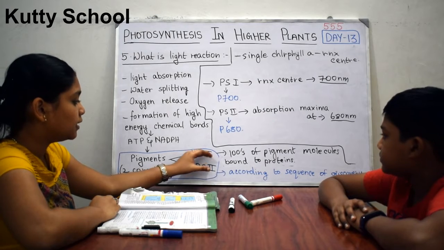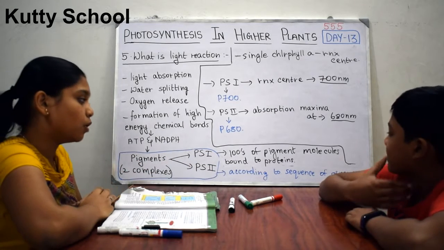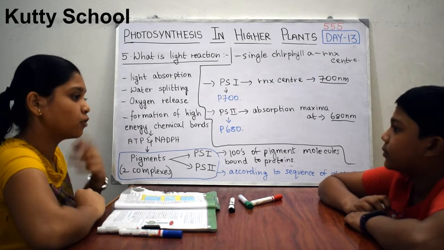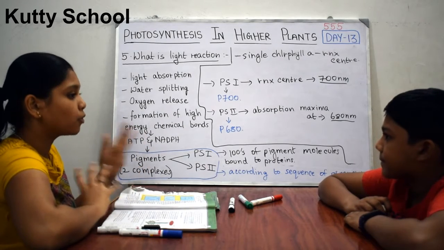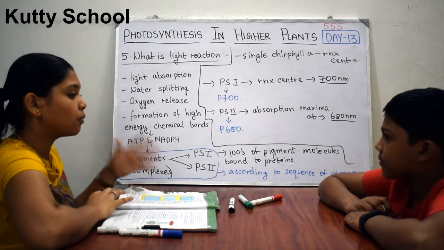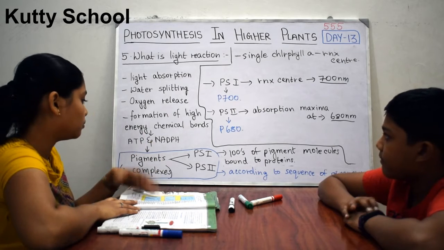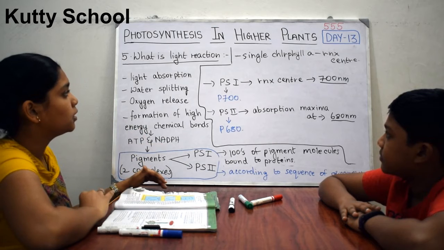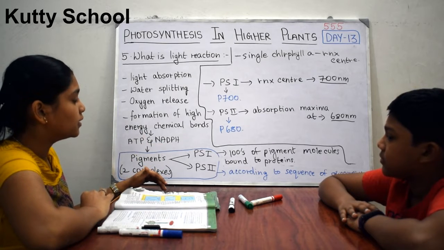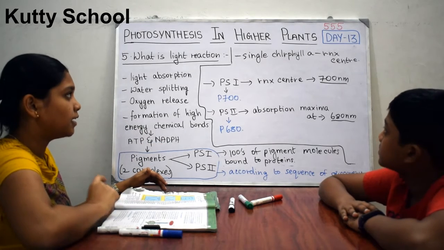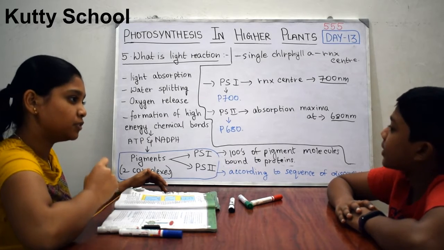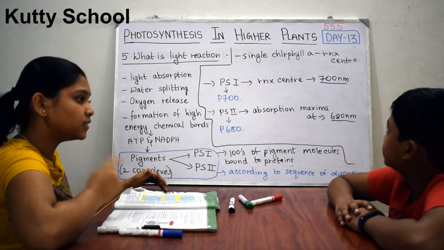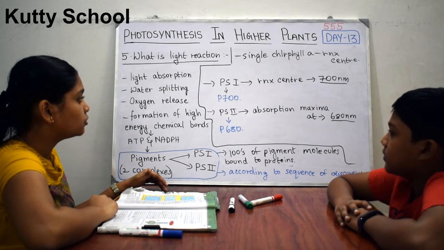In each photosystem there are hundreds of pigment molecules, like chlorophyll A, chlorophyll B, xanthophylls and others. These pigments are bound to proteins in both photosystems 1 and 2. A single chlorophyll acts as the reaction center. We have already seen that chlorophyll A is the chief pigment, so it acts as the reaction center.